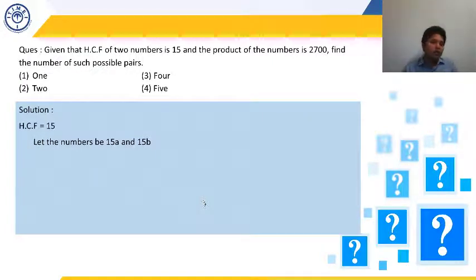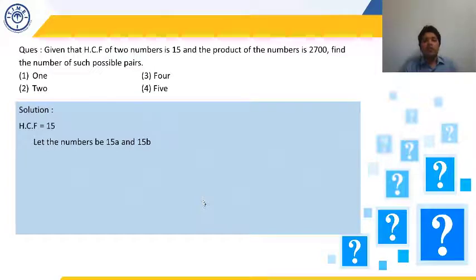Okay. So how to assume the number? 15 into A and 15 into B. Why 15? Because 15 is the HCF. So both numbers have to be multiples of 15, or 15 has to be there in both the numbers. Now 15 is the maximum common part in both the numbers. So A and B do not have any common part. And if A and B do not have any common part, we can say A and B are co-prime or relatively prime. I hope till now everything is clear.